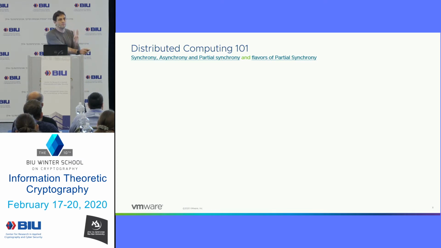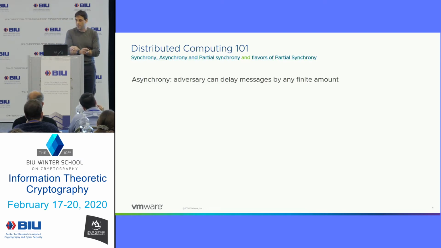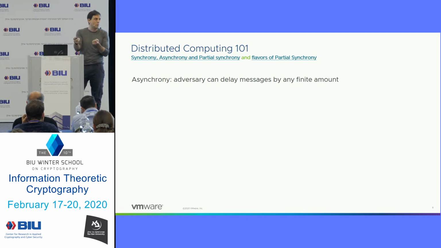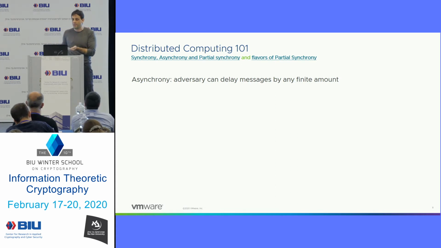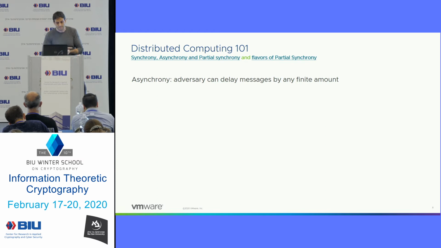Basically, there are 3 basic models for distributed computing in terms of the network model. The most extreme model is this asynchronous model. In the asynchronous model, any message that's being sent, the adversary can delay any amount of time it wants. So if 2 honest parties send a message, the adversary can decide to delay it by 20 microseconds or 2 days or 2 months or 2 years. So it can delay the message any amount of time. That's kind of the asynchronous model.